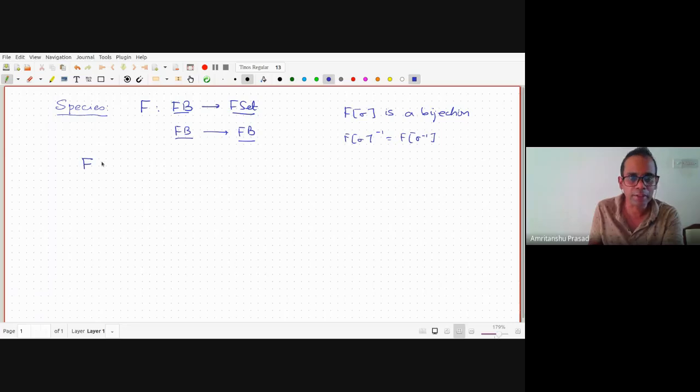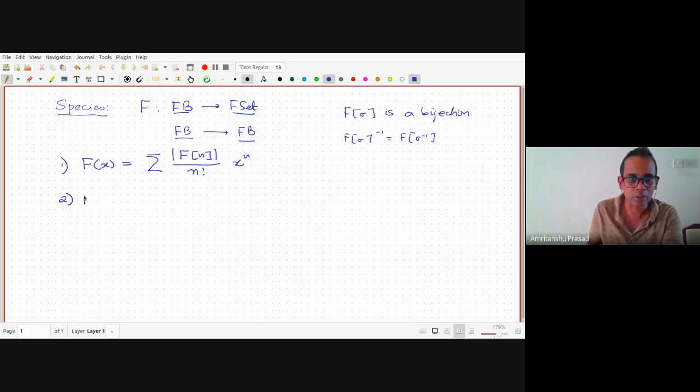And we had three generating functions associated to the species. The first was the exponential generating function of the species. So that is the sum of Fn, where this Fn means the functor applied to the set 1 to n, divided by n factorial, times x to the power n. This is the exponential generating function.